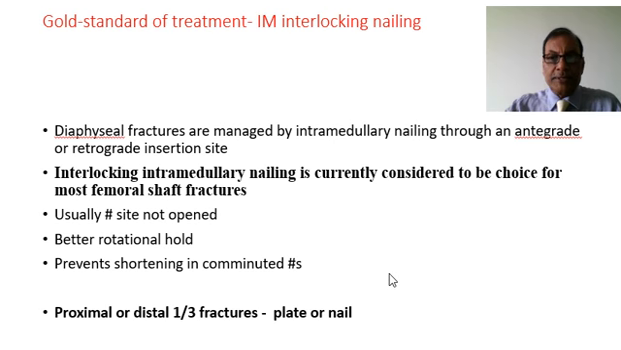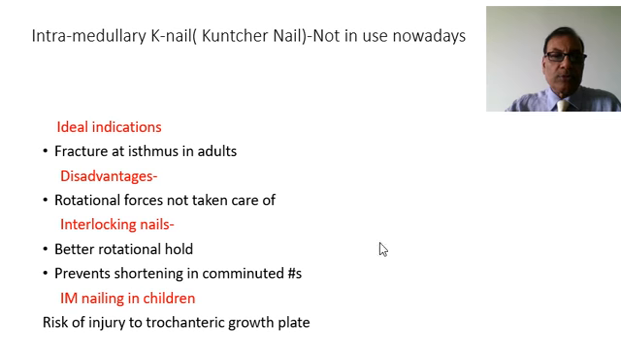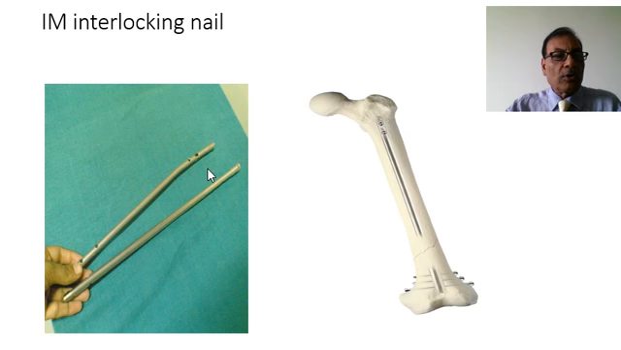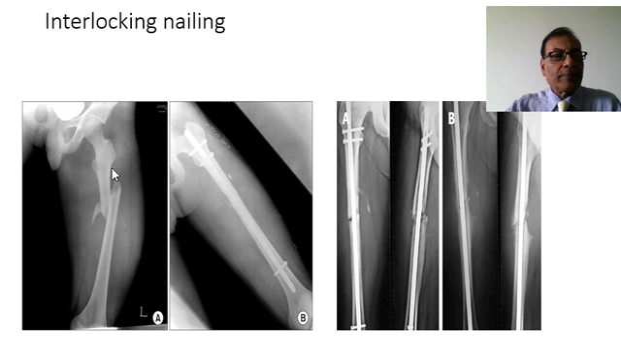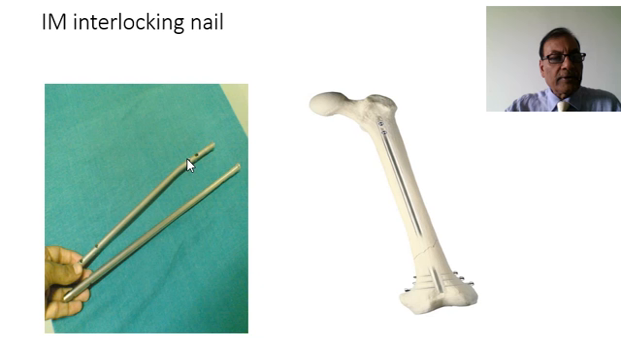Remember, for the proximal and distal one-third fractures where the medullary canal is very wide, plate may be a choice. Sometimes you can do away with the nail. So not done nowadays, so we won't go in that part. This is the interlocking nail device. Interlocking means two screws have to be passed. You can see the site where the screws will pass, one cortex of the bone through this hole in the device and another cortex like this. You put it, this is called interlocking.